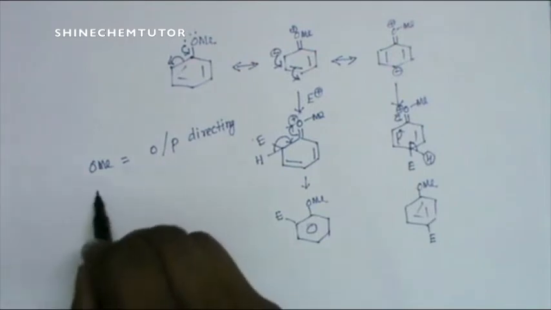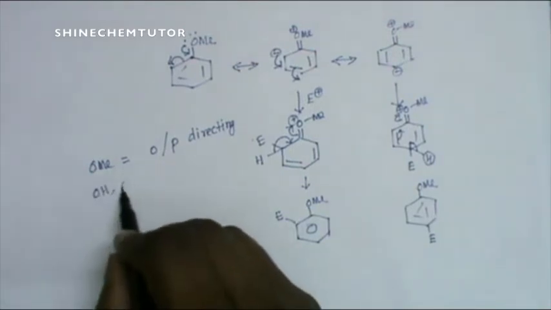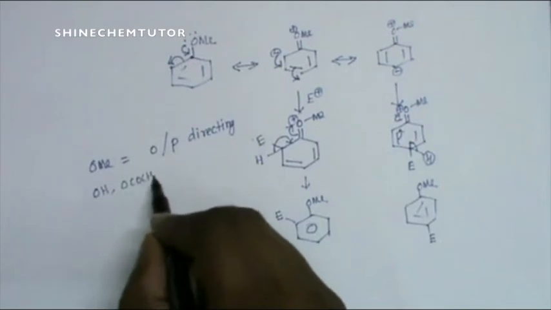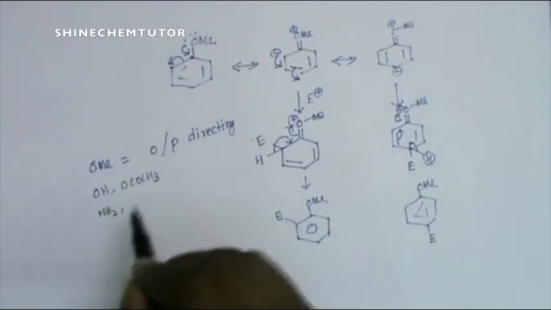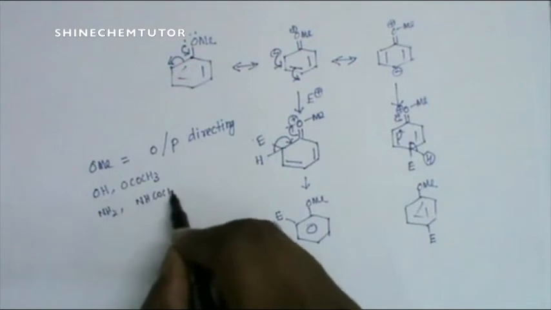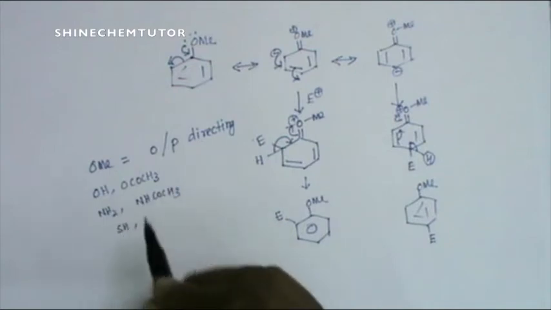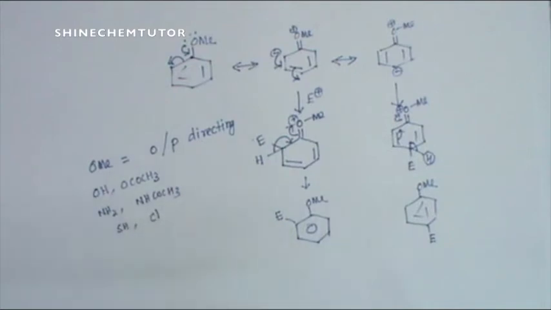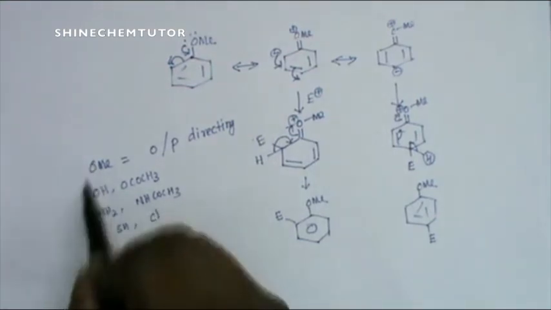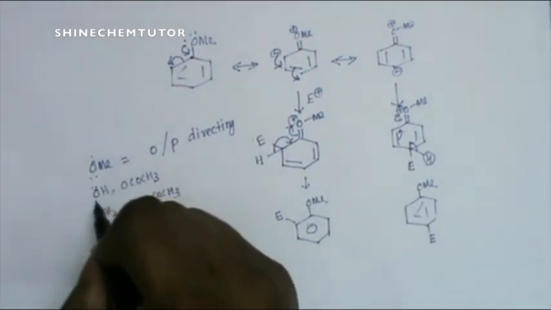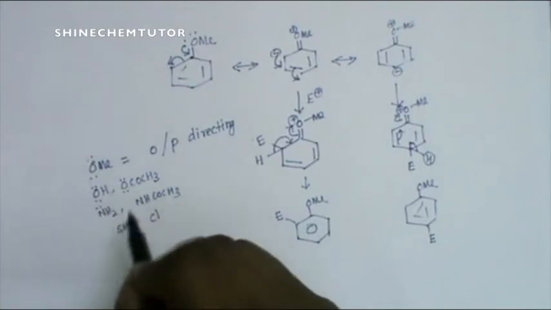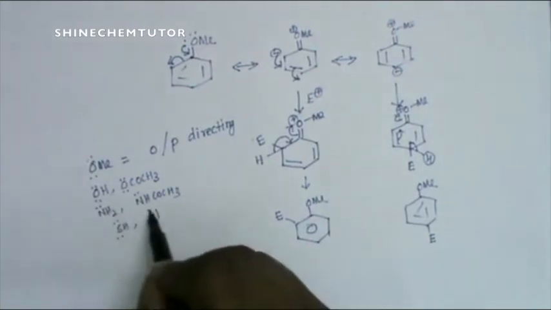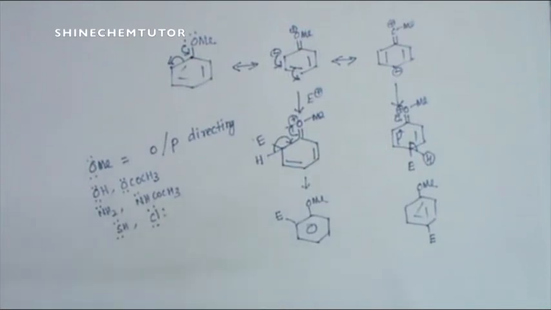Not only OMe, even OH, OCOCH3, NH2, NHCOCH3, SH and halogen. In all these cases, if you see, we have a heteroatom which has a lone pair. These atoms are attached to the aromatic ring. So they increase the electron density. Because of that, we get ortho and para product.